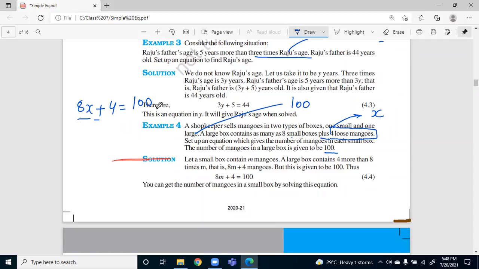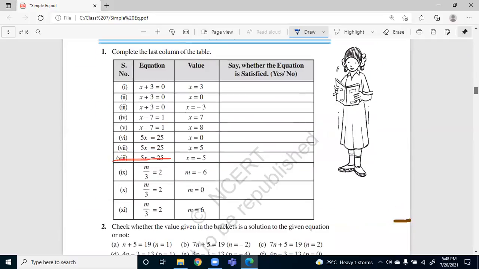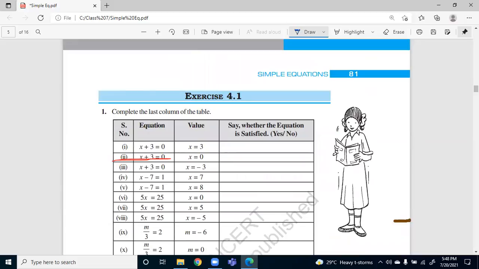Okay, ma'am. So let's start now exercise. So we will be starting with exercise 4.1. So how to solve it? You have to complete the last column of the table. So equation is given, the value of x is given. You have to check whether the equation is satisfied or not.